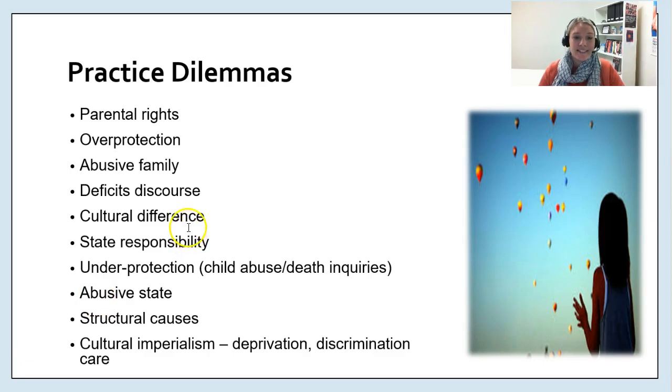So some practice dilemmas. I don't mean to overwhelm you with all of these dilemmas. It's seeming like a lot of dot points now I look at it again. But I'll just pick out a couple to have a chat about today.